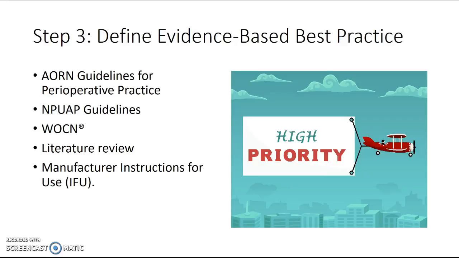Next, you want to define evidence-based practice, and this has gotten a lot better over the years. I'm very pleased that AORN guidelines for perioperative practice in 2017 will include new evidence-based information in the positioning chapter. I think you'll really enjoy it. We also have OR guidelines from NPUAP. The wound ostomy continence nurses have a fabulous core curriculum book on skin and wound assessments. There's tons of articles now in the literature, and don't forget your manufacturer's instructions for use to make sure that you're utilizing your equipment correctly and safely.